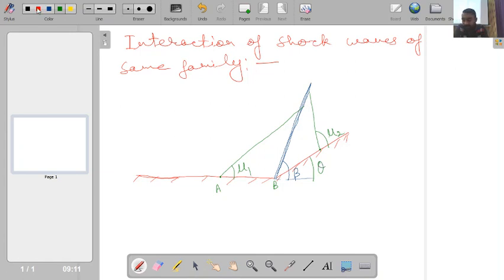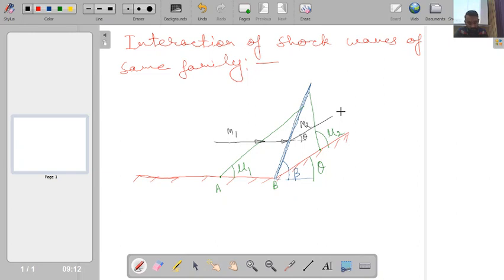Now if I consider a streamline approaching with Mach number M1, I know a Mach wave is a weak wave, so nothing will happen here. This streamline will keep on continuing. Once it faces this oblique shock wave, it will deflect through angle theta, and here the Mach number will become M2, and once again if I have a weak Mach wave, nothing will happen.